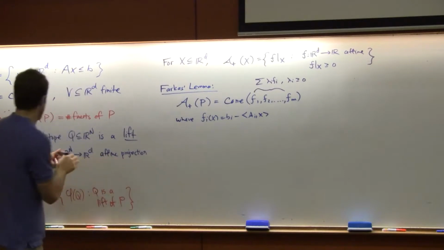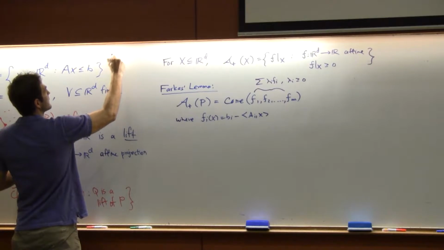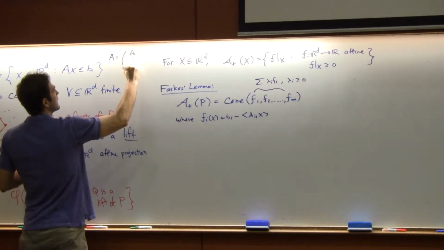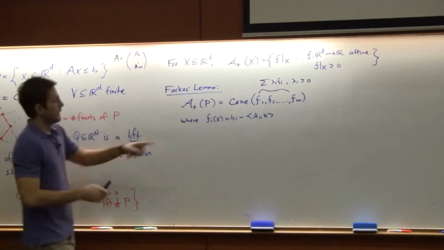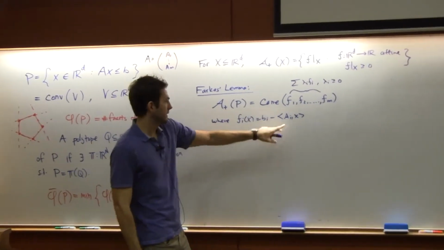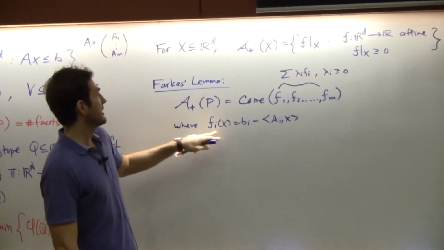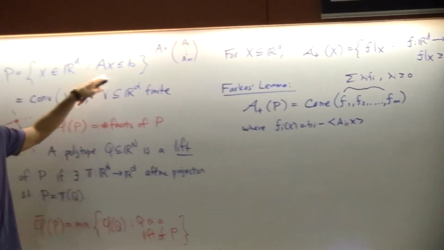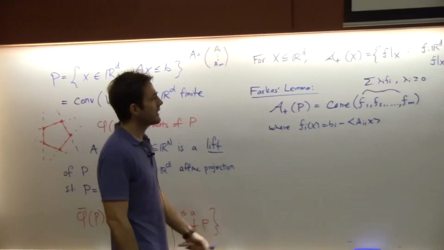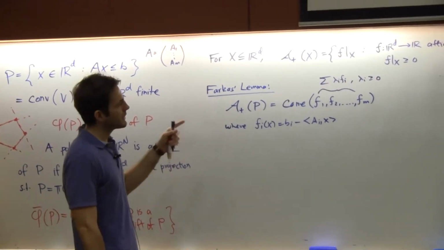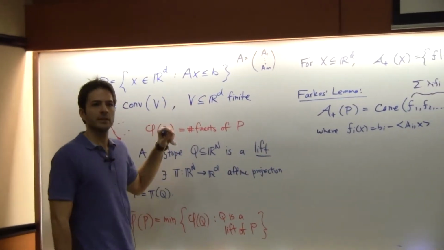And recall here that a_1 through a_m are the rows of this matrix A. So the point is, this is an affine function. It's a linear function and a translation. This function, by definition, is non-negative on the polytope, because the polytope insists that all of its points have this function being non-negative. And Farkas's lemma just says that all of the non-negative affine functions on the polytope are conic combinations of the ones that define it.